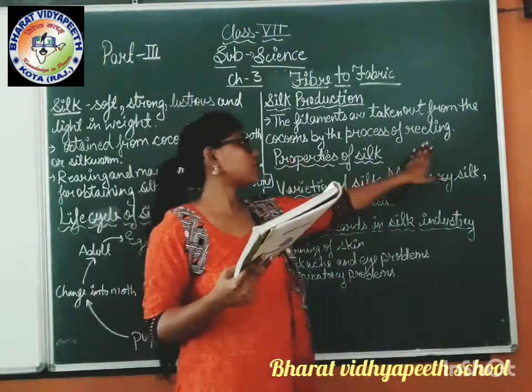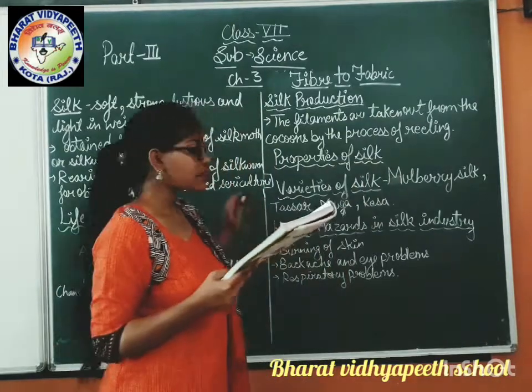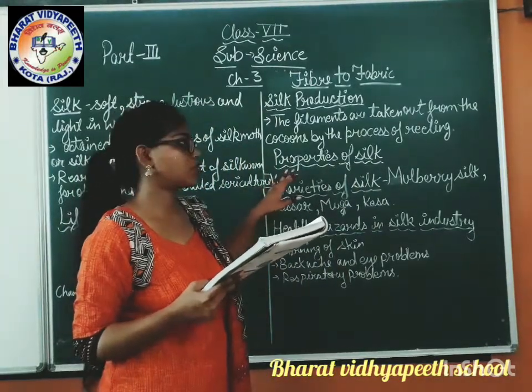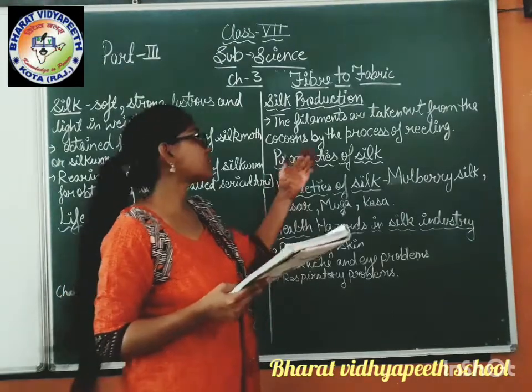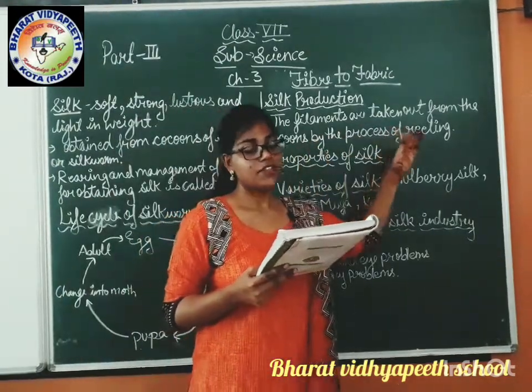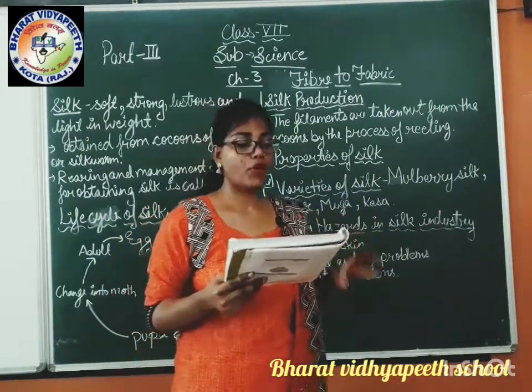That process is known as the reeling process or flagellation process. After this, special machines are used, and the silk obtained from the reeling and flagellation process is known as raw silk, the pure silk.